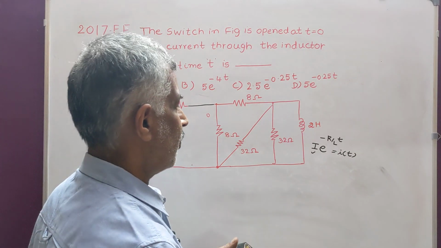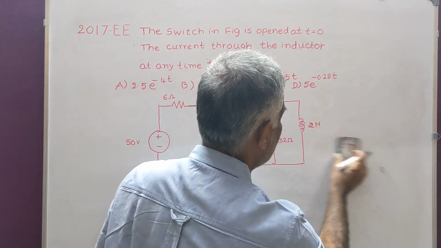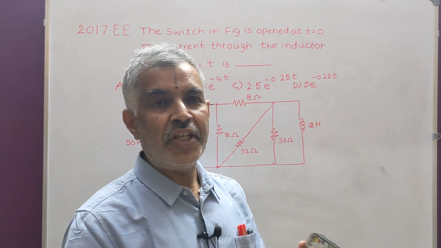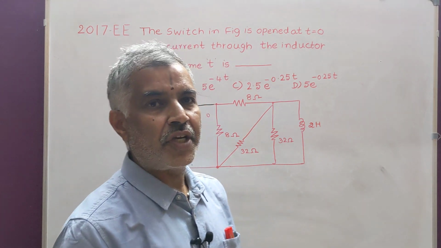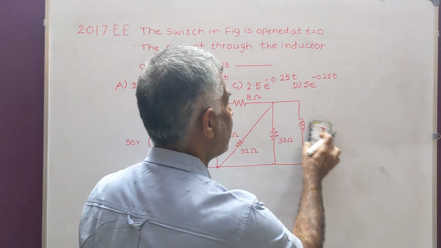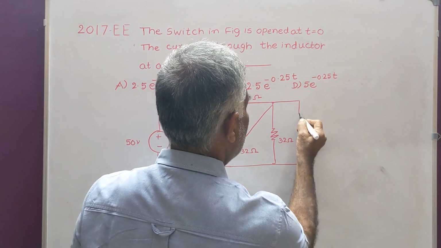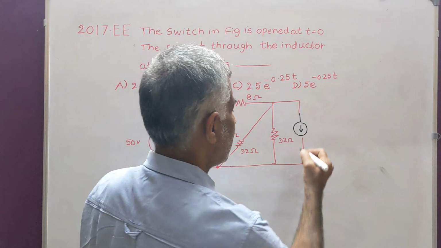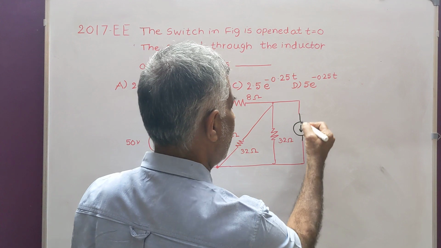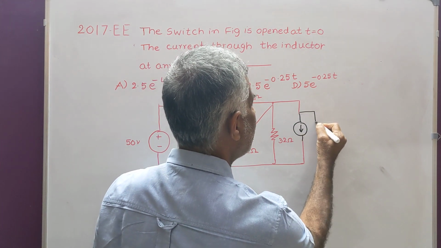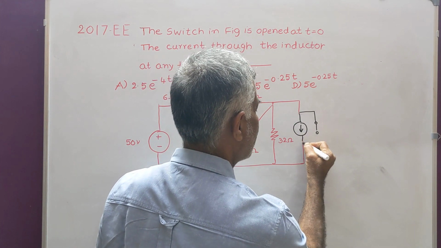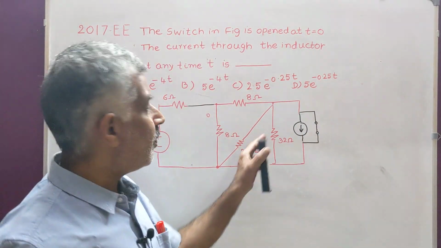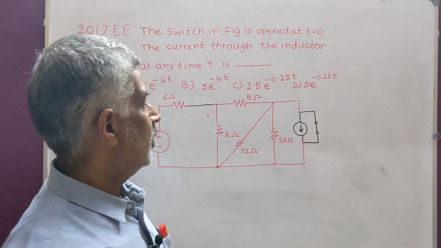Now for that I will remind you, after an inductor current reaches steady state, an inductor behaves as a current source. This you have studied in the initial conditions chapter. So it behaves as a current source in parallel with a closed switch. So this is the point to be remembered.